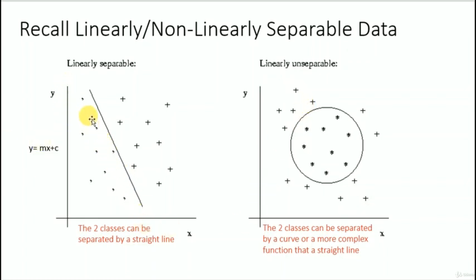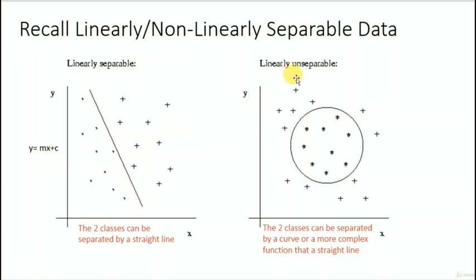In the case of linearly separable, we have two classes that can be separated by a straight line. It's possible to separate these two classes by a straight line, and this straight line has a very simple equation, which is mx plus c. So in this case, the two classes can be separated by a straight line.